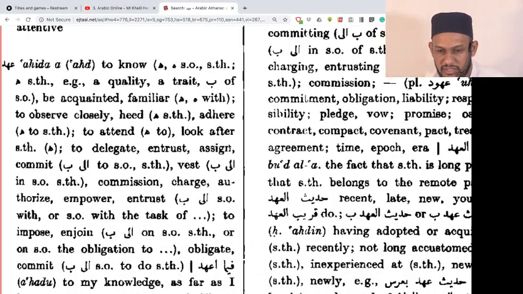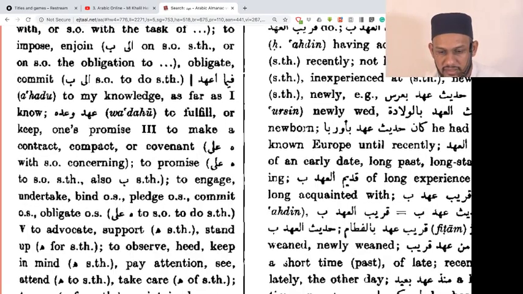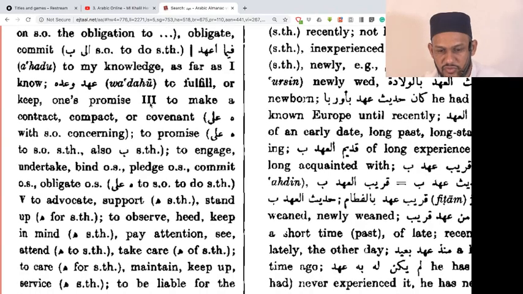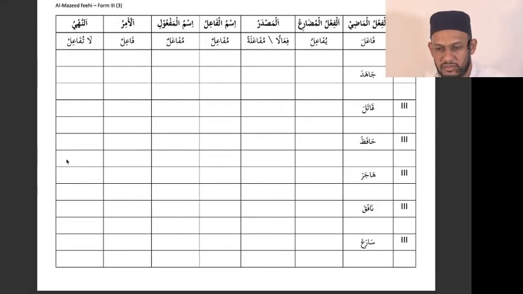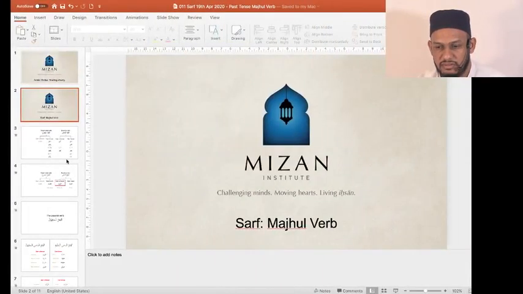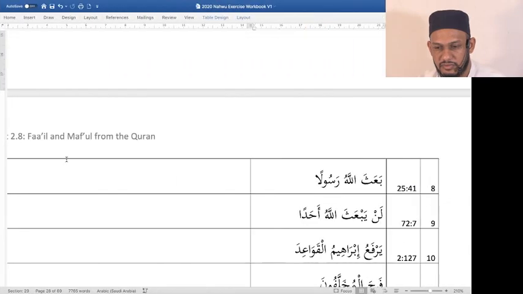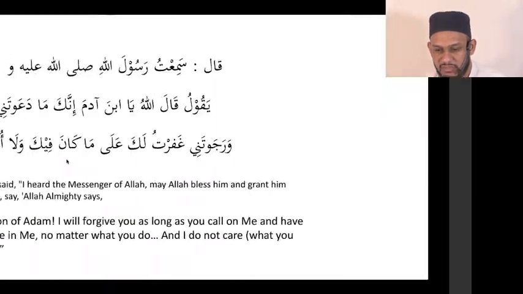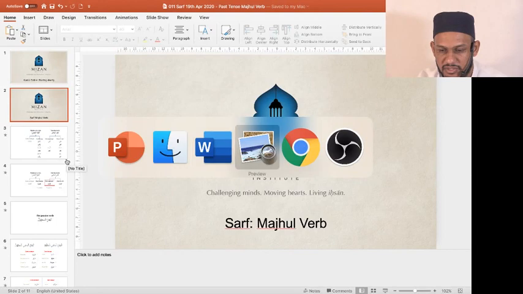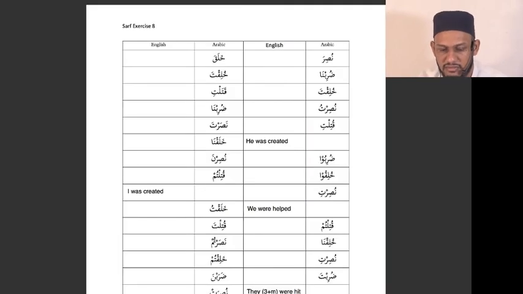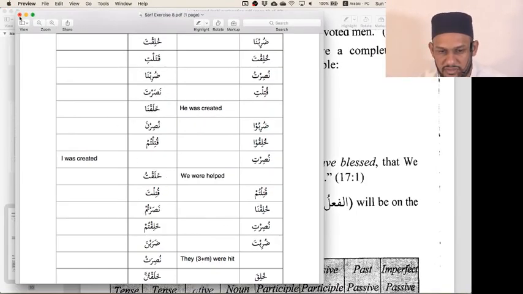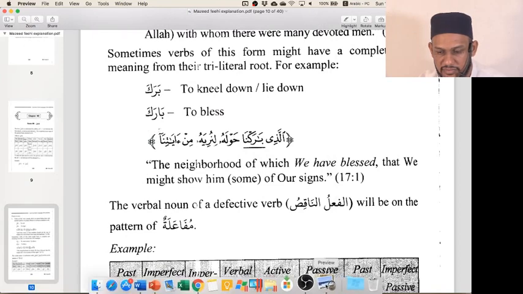But the word here, ahida, means to know, to attend, and so on. Ahada on the third one means what? To make a contract, a compact, a covenant, to promise to someone something. So why is it mutual? Because the word here is obviously you don't promise. I suppose you can promise to yourself, but generally when we speak about here, we speak about in the Quran, we speak about people promising towards Allah Ta'ala or to a prophet or something.